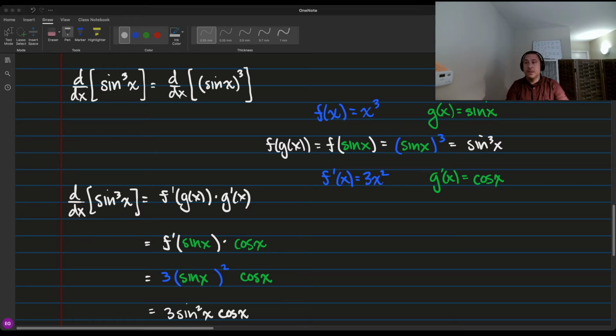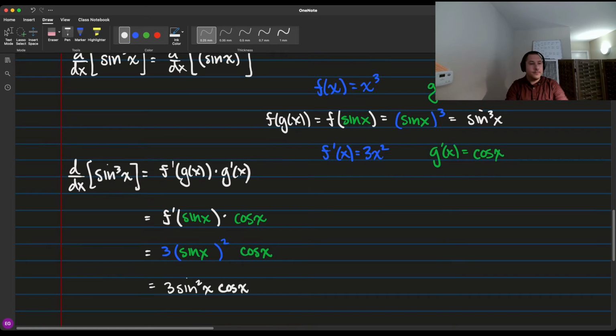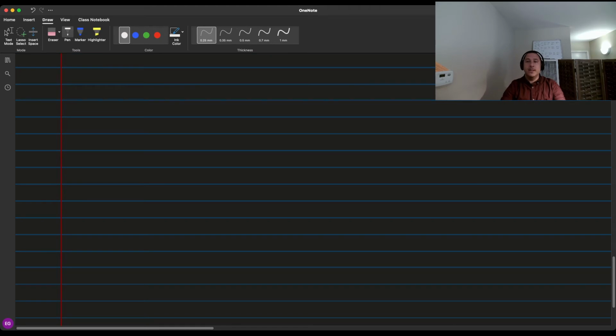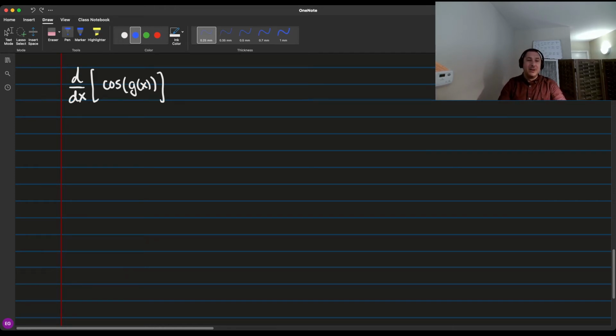Okay, let's do another one. So let's say that you wanted to take the derivative of the cosine of g of x. This one's actually sort of interesting because we've already identified our inner function. But what's the outer function? What is our f of x in this case? What's the last thing that we do?